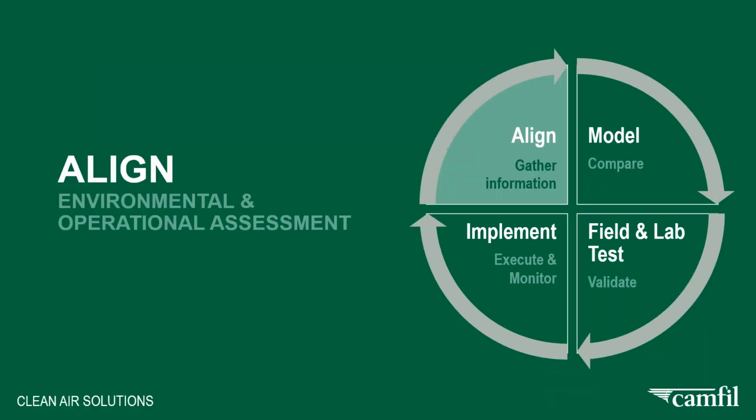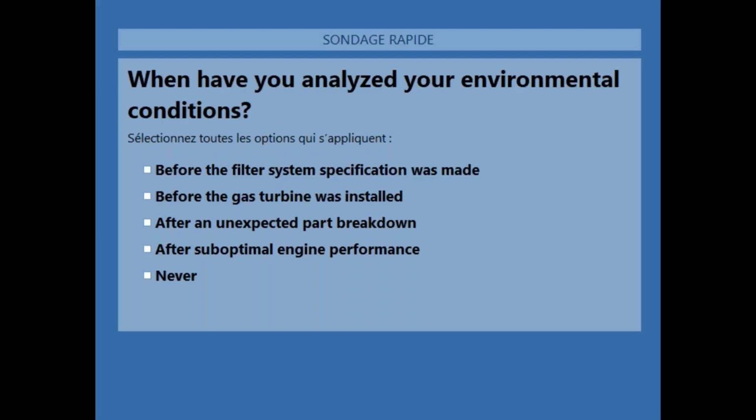So before I get into that, we want to ask a real quick poll question, and that is, when have you analyzed your environmental conditions? Was it before the filter system was spec'd out? Was it before the gas turbine was actually installed and commissioned? Was it after an unexpected part breakdown? Or you looked at performance and you said, well, this is suboptimal, so we need to make a change. Or the last selection is never.